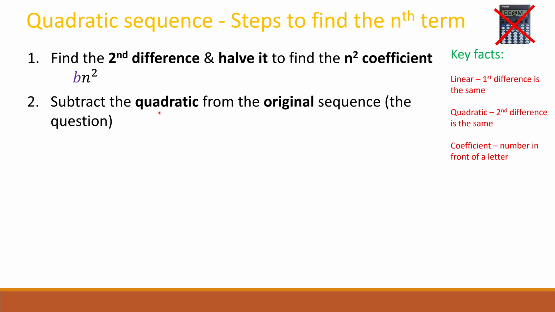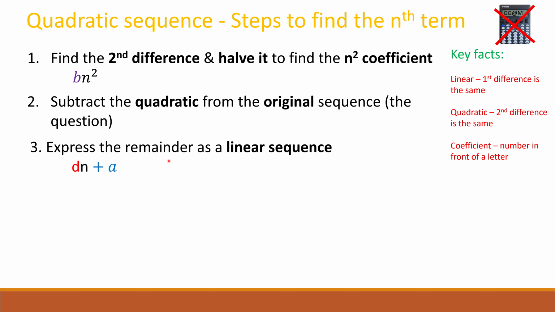Then you've got to subtract the quadratic from this original sequence. So work out what this value here is. If it's just n squared, you'll need to work out your square numbers. If it's 2 lots of n squared, you'll need to double all your square numbers. If it was 4 lots of n squared, you'd have to multiply all your n squared numbers by 4. So you've got to work out what that quadratic is going to be, and subtract that from the original sequence, basically the question.